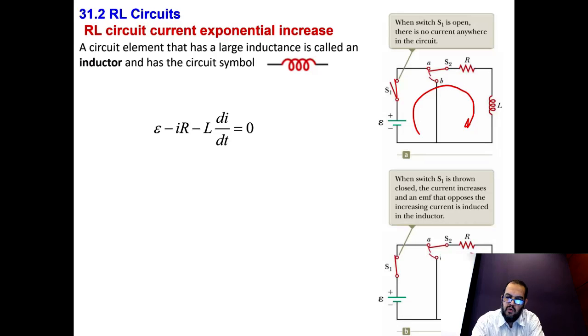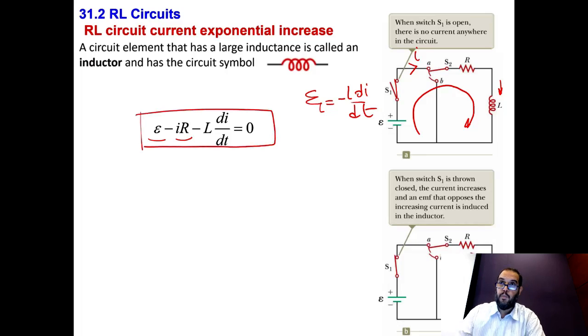When we do that, the potential increases through the battery, and let's assume the current is flowing in this direction, I. Then you are going through the resistance, so it's minus Ri, and then you're going through the inductance. Remember, the voltage through the inductance is minus L di/dt. EL is minus L di/dt. So this is now Kirchhoff's loop equation, and we need to solve this.